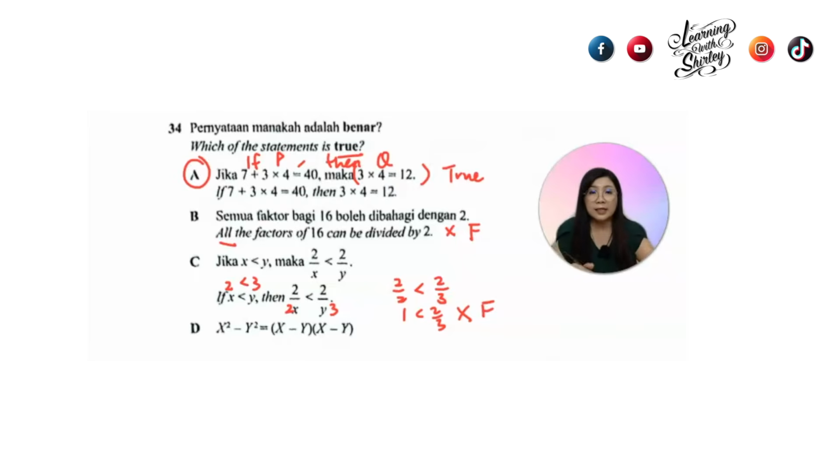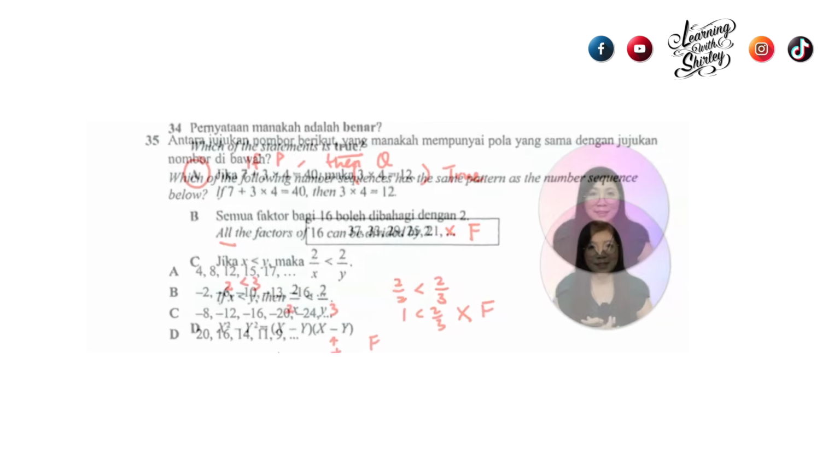Let's look at D. x squared minus y squared. When you factorize this, it's x minus y, bracket, and x plus y. So this is incorrect already. This is supposed to be plus. So this is false. So we confirm our answer is A.